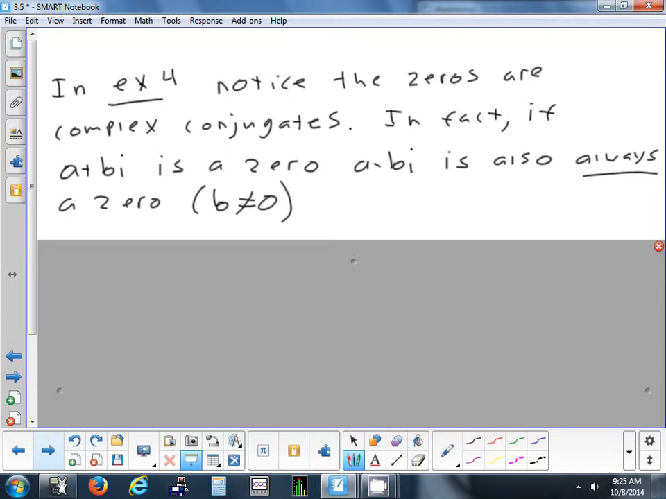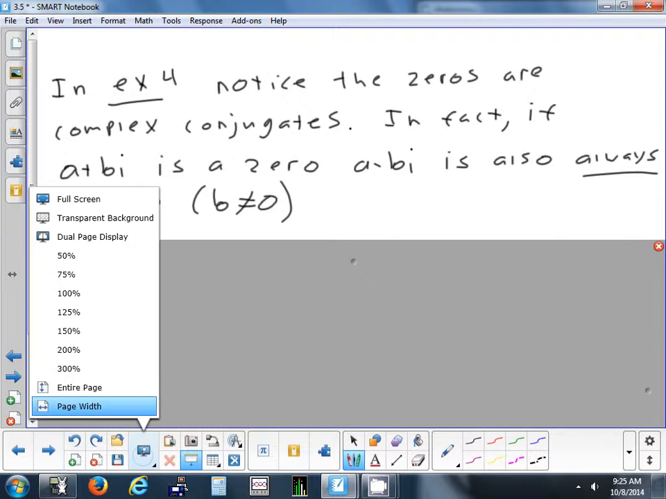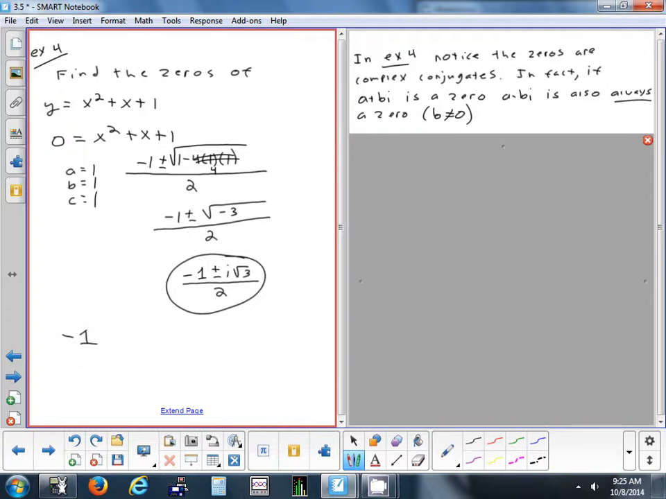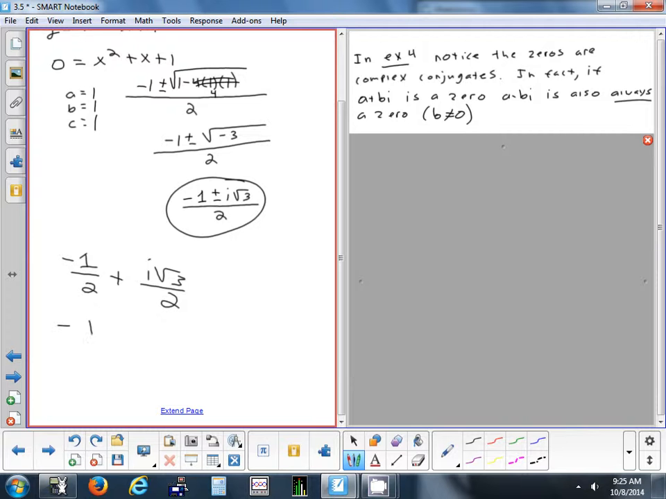And if we take a look back at example 4, you notice the roots, they're conjugates. If I write them out separately, it makes it very obvious. It's negative 1/2 plus i root 3 over 2, and you also have negative 1/2 minus i root 3 over 2. Okay, the two answers that we just got are conjugates. And in fact, that always happens.